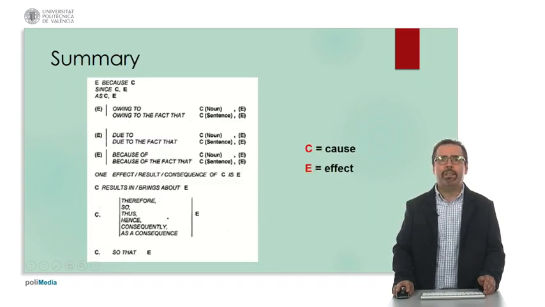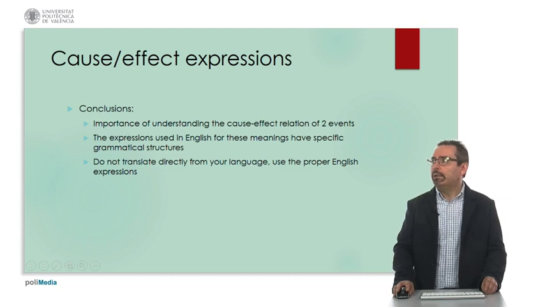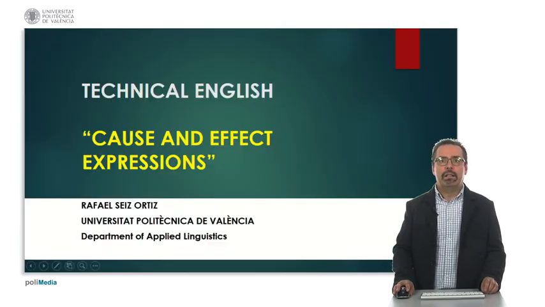Here we have a typical summary of the most important connectors we have seen here. As a conclusion, it is important to know the cause and effect relationship and to understand well which is the cause and the effect. Also, it is important to know the right expression and not to translate exactly from your first language. Thank you very much, and I hope it was useful for you.